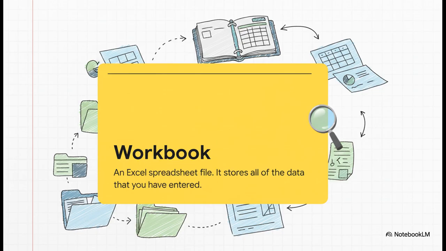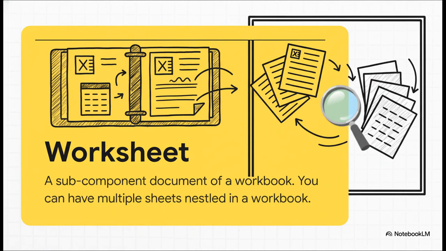All right, first up, we have the workbook. The easiest way to think about this is like it's your digital binder. Seriously, that's it. It's the entire Excel file. So when you save your work, you're saving this whole binder, which is perfect for keeping all your related stuff neatly in one place.